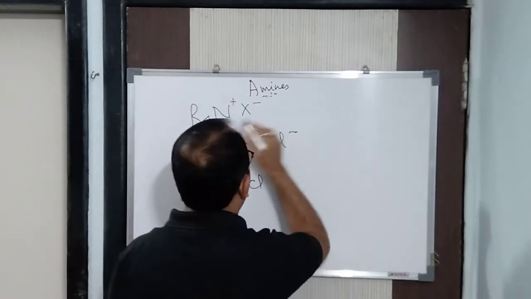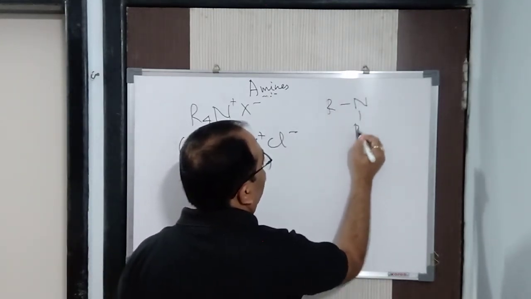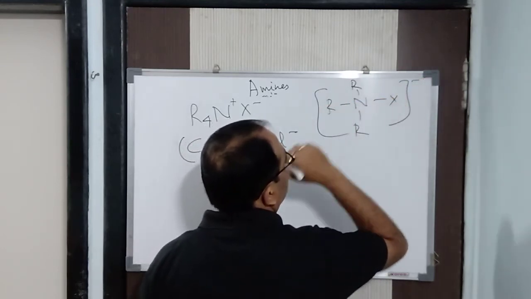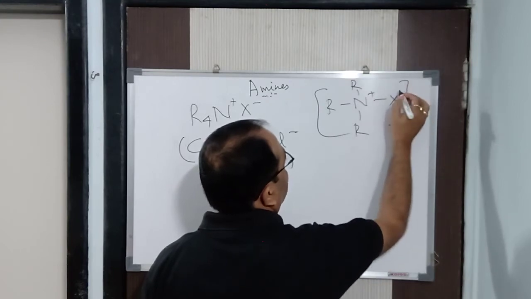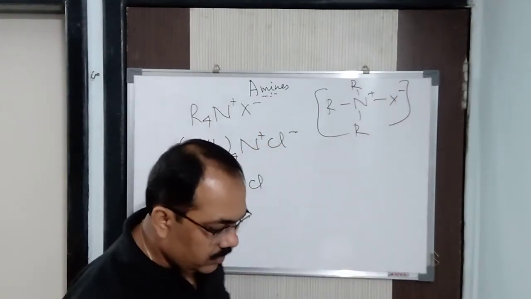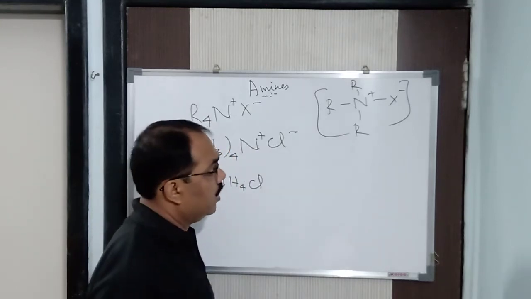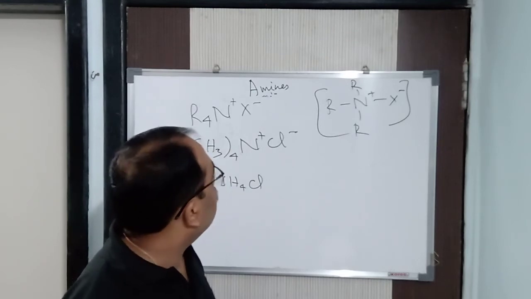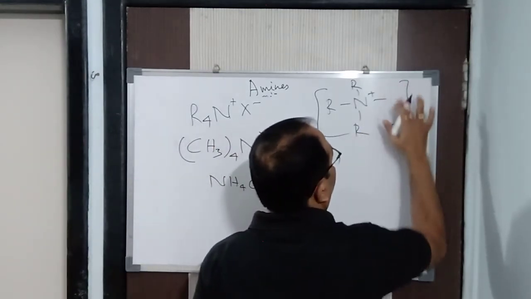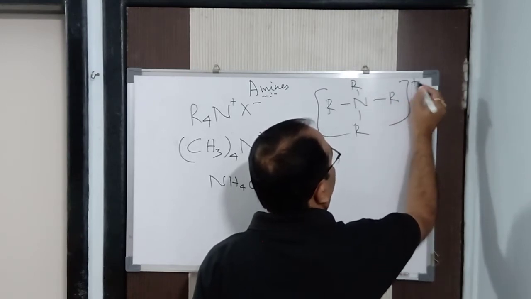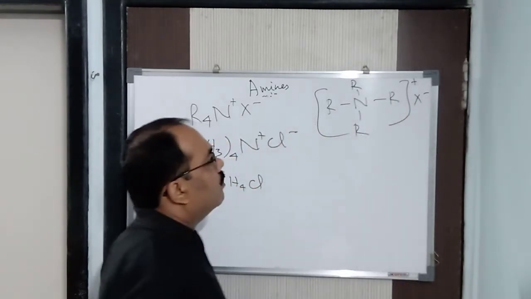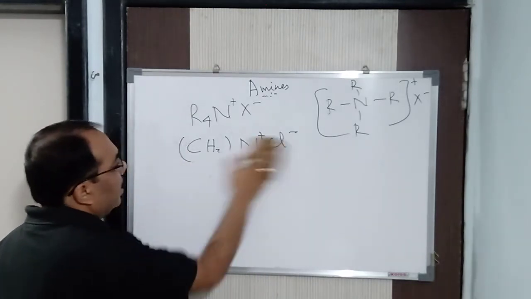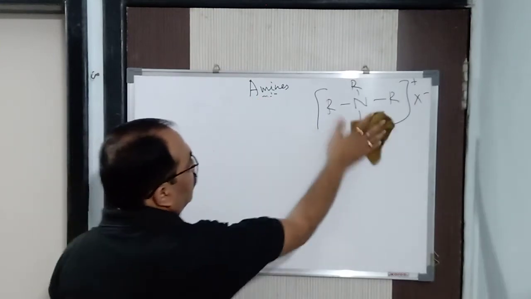If you want to draw the structure of this, it will be R, N, R, here R and here X. There is plus and minus, we can say that. Clear? We can have the structure in this particular manner, or you can put it outside also, R, N, R, R4, sorry, R4 and plus X minus, now it is correct. Clear?